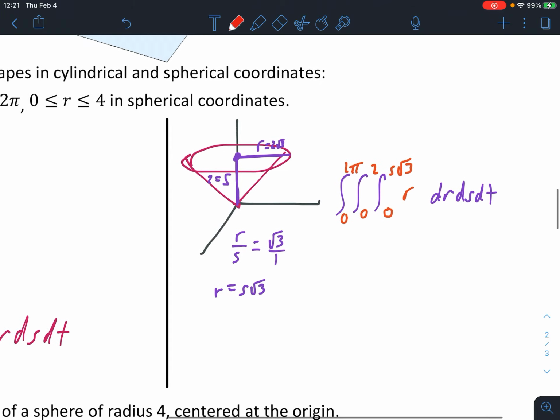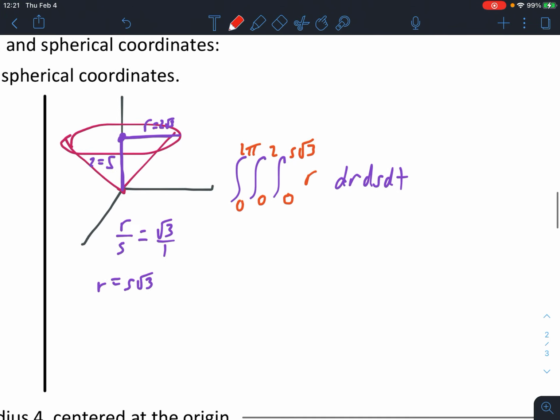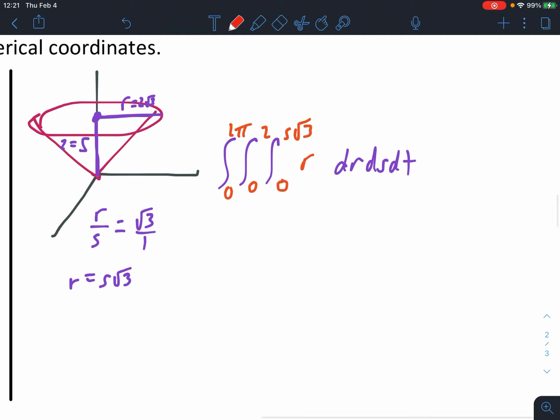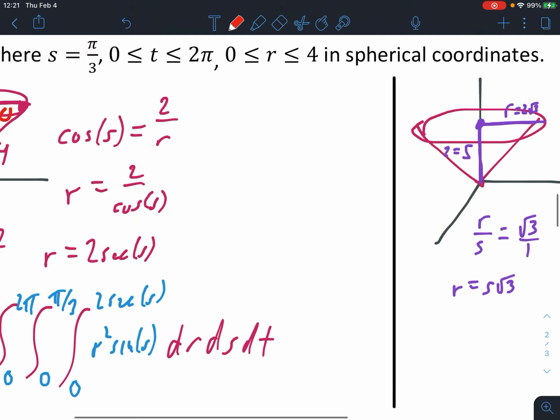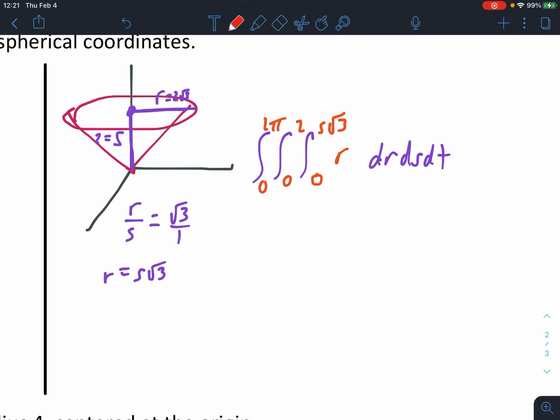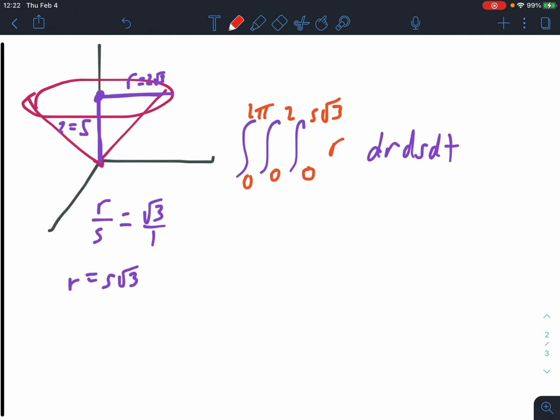All right, if we want to take a look at that in cylindrical coordinates here, the ratio r to s, as we learned in the last problem over here, is going to be 2 root 3 to 2, or in other words, root 3 to 1, right? So if we do some cross multiplying there, we would get r is equal to s root 3.